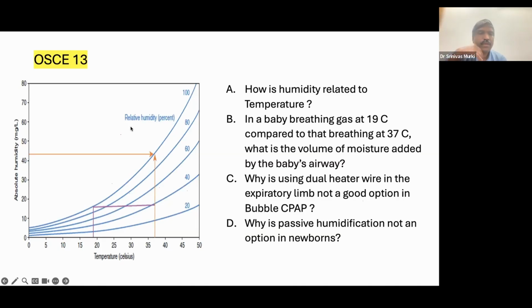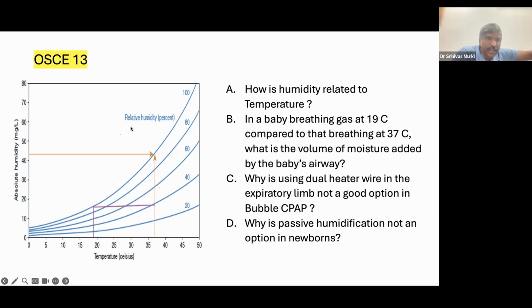The third question is, why is using a dual water heater wire in the expiratory limb not a good option in bubble CPAP? So we would not suggest using a dual heater wire in the expiratory limb in a bubble CPAP. No, it doesn't interfere with bubbling, because expiratory limb water will fall into the bubble chamber. Condensation in the expiratory limb compensates. Wonderful.